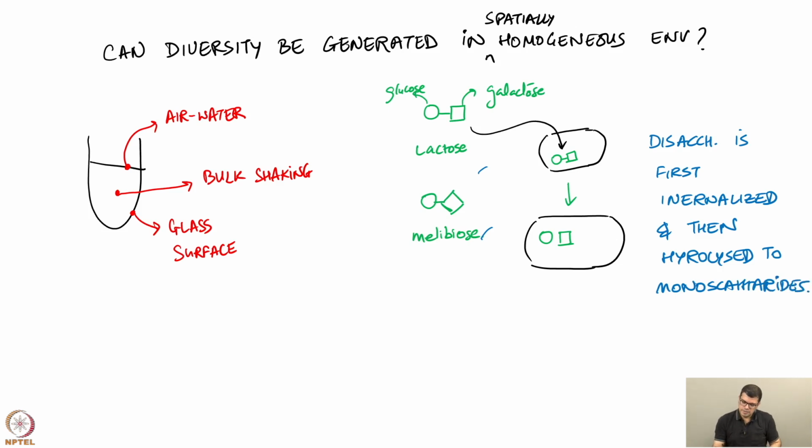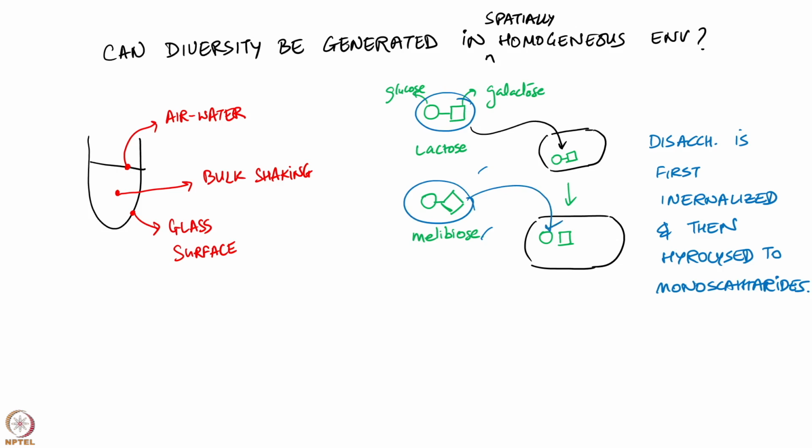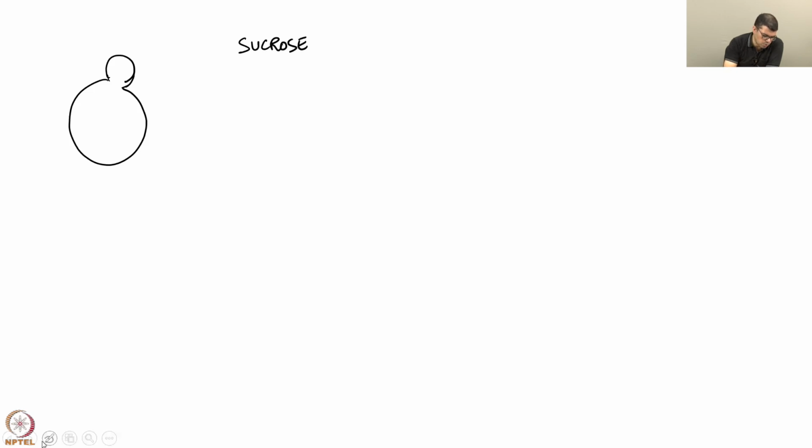So, if that is the case, then what is present in the environment is only lactose or melibiose, because this molecule is just internalized and then hydrolyzed inside the cell. However, yeast utilizes these disaccharides slightly differently, and I will show you 3 different cases of how yeast processes these multiple monosaccharides which are linked differently. In the first case, the example is a disaccharide called sucrose, which is a combination of glucose and fructose.